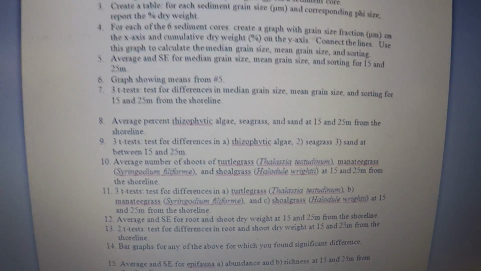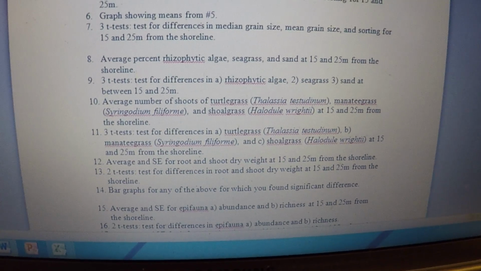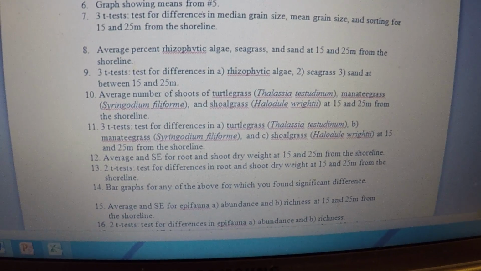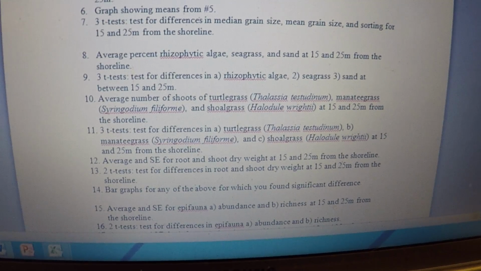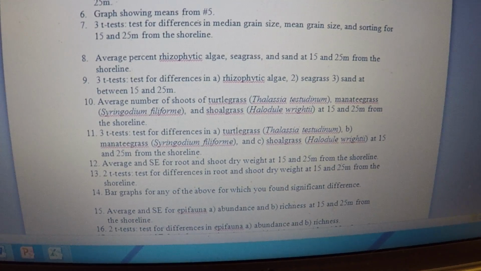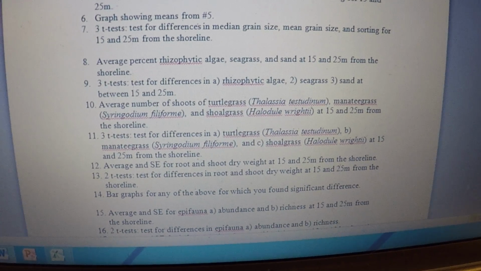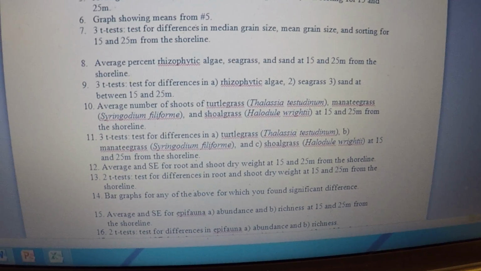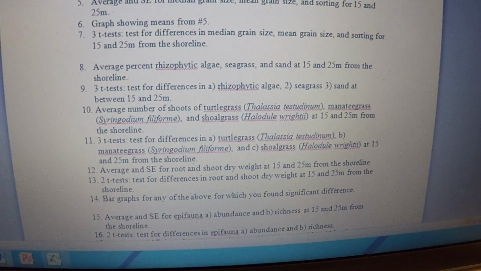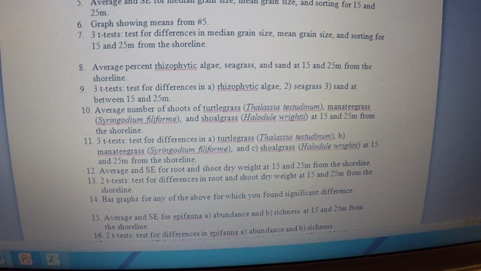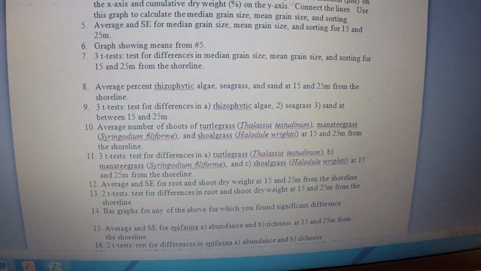So now that we're done with the sediment, we're going to move on to the plants that create the habitat. First we're going to determine the average percent rhizophytic algae, seagrass, and sand at 15 and 25. And then for each one of those, you're going to do a t-test to determine if they are different from one another at 15 and 25. And then you are going to determine the average number of shoots of turtle grass, manatee grass, and shoal grass at 15 and 25.